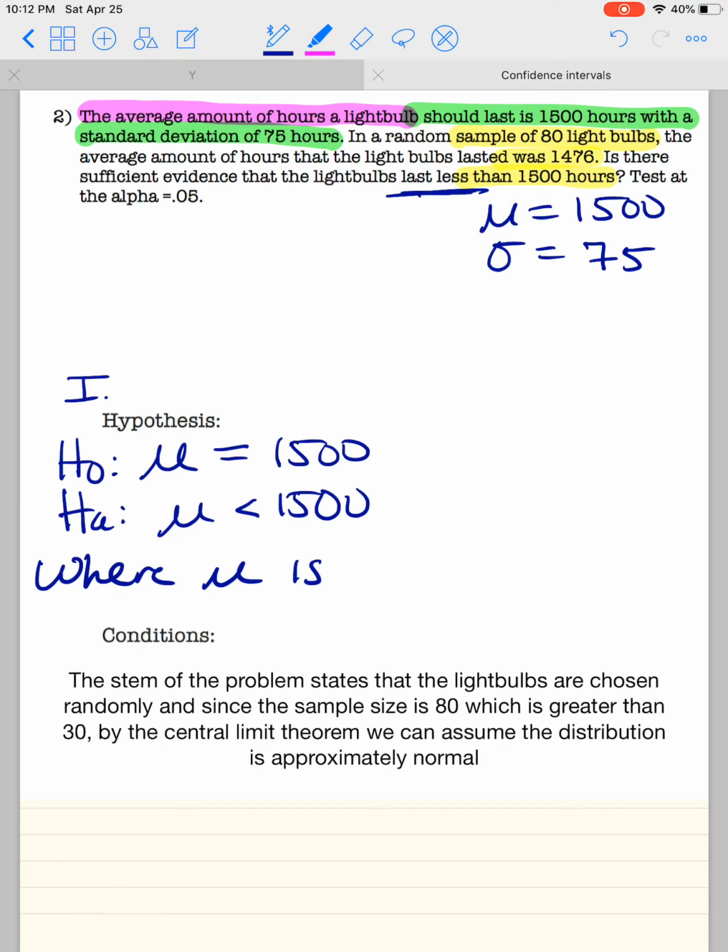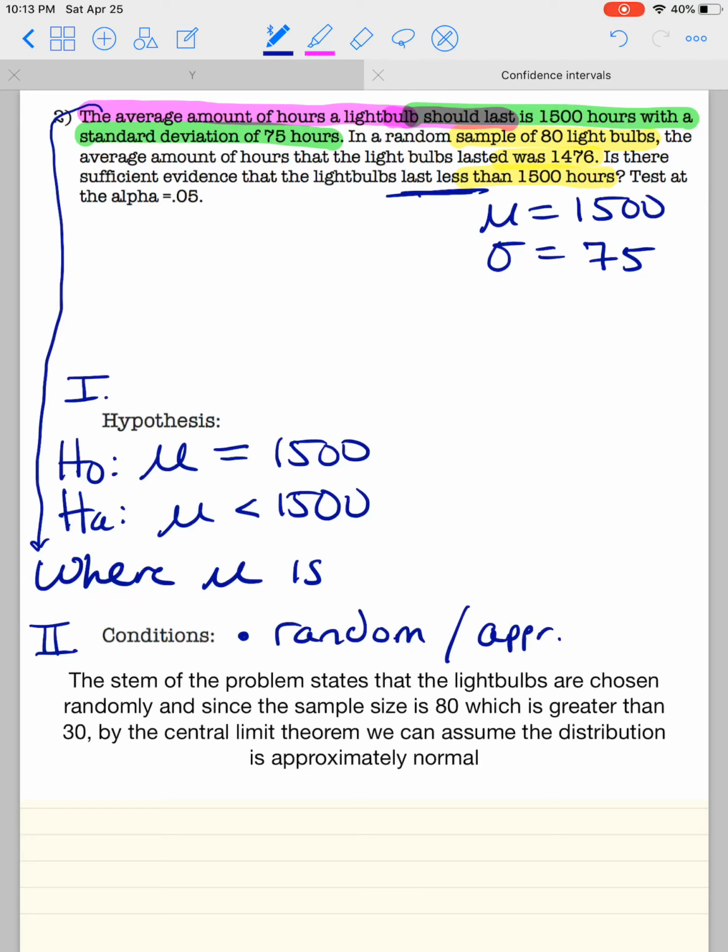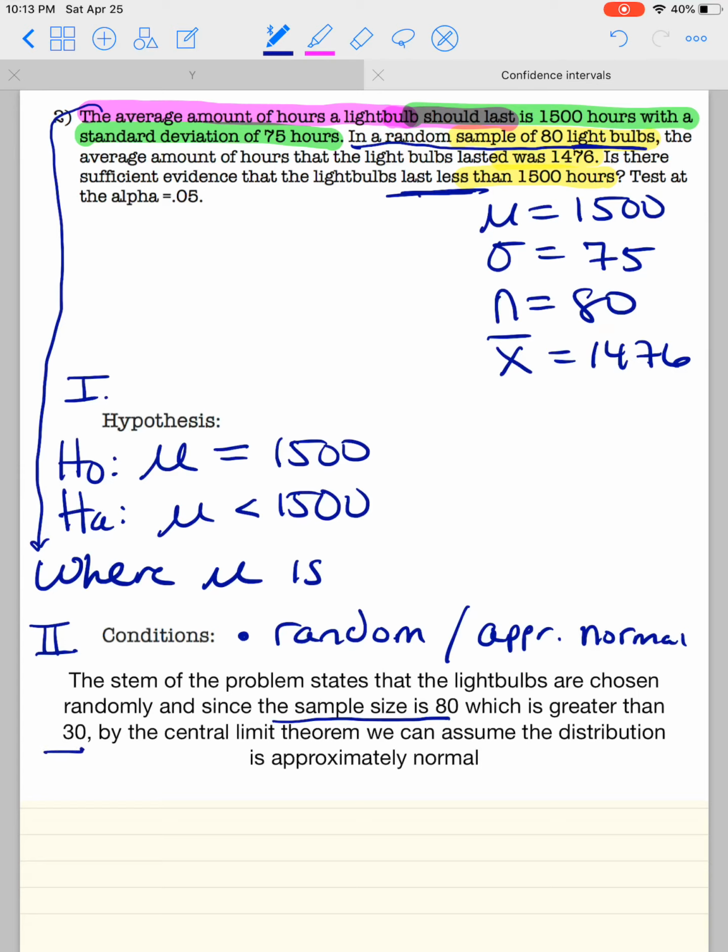Step 2 is our conditions. There's always 2 conditions. The first one is randomization of some sort, and the other one is to show approximately normal or normal. So I wrote here, the stem of the problem states the light bulbs are chosen randomly, so in a random sample of 80 light bulbs. Let me put down n is 80 and x bar is 1476. And since the sample size is 80, which is greater than 30, by the central limit theorem we can assume this distribution is approximately normal. So a large sample size tells you that the distribution will become approximately normal according to the central limit theorem.